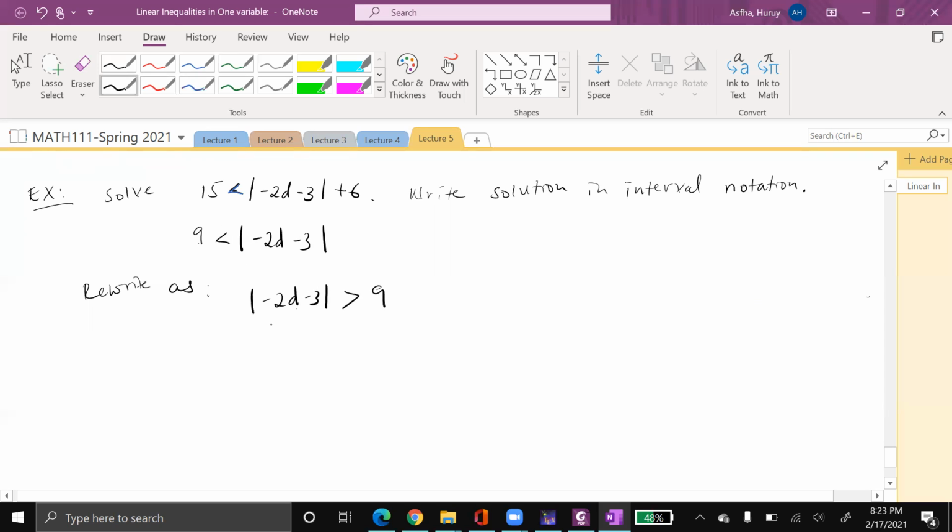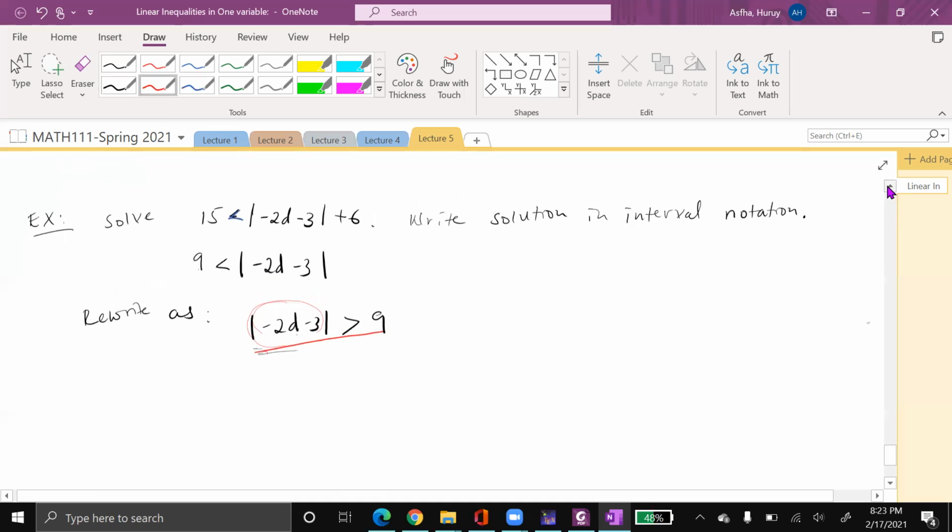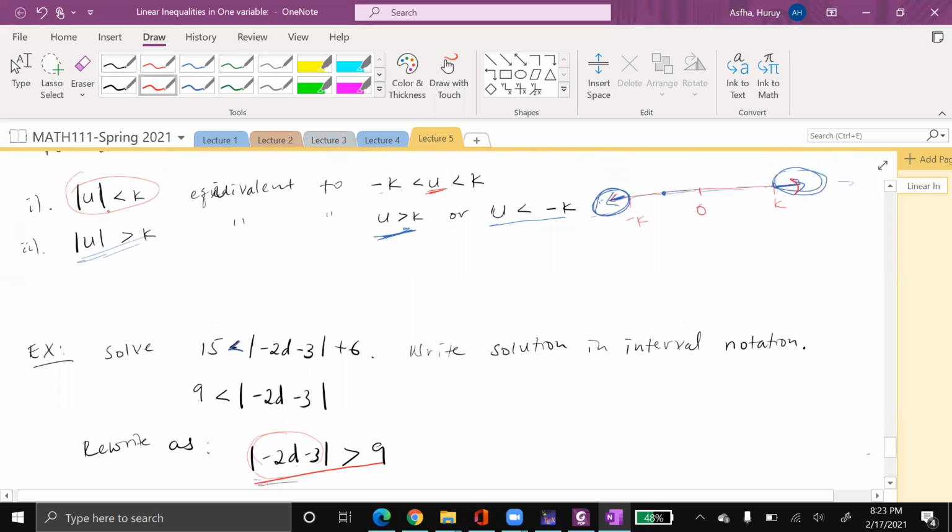Okay. Now, this expression, treat this inside absolute value as u. Is this the same with the first one or the second one? Well, as you can see, since this is greater, it's the same with this second one. And if we have this second one, this is what they mean, right? So let's write the absolute value of negative 2d minus 3 greater than 9 in terms of this.